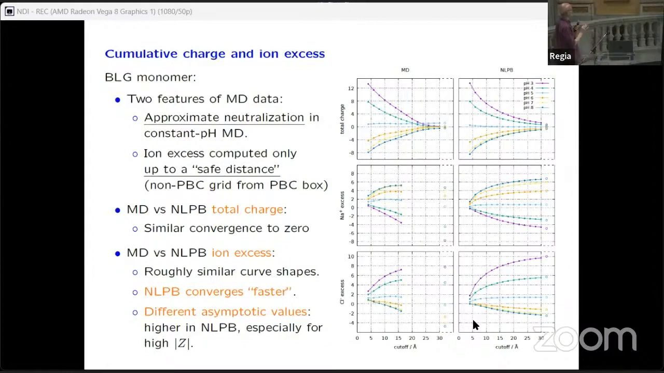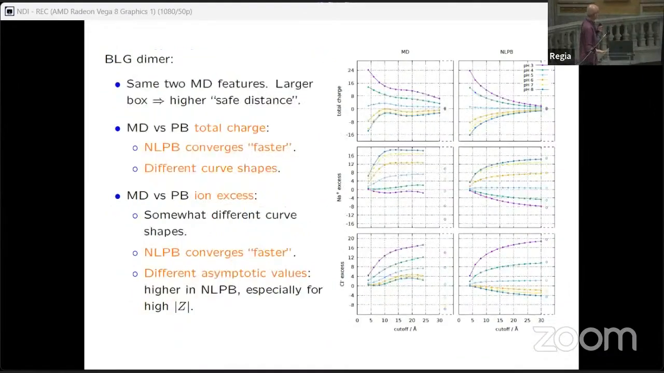So they are converging to different values. If you look at these endpoints here, in the MD they are always lower than in the PB case, and the difference is higher the higher the charge of the protein in magnitude. So in the dimer, you get exactly the same thing. The asymptotic values are always higher in the PB case.